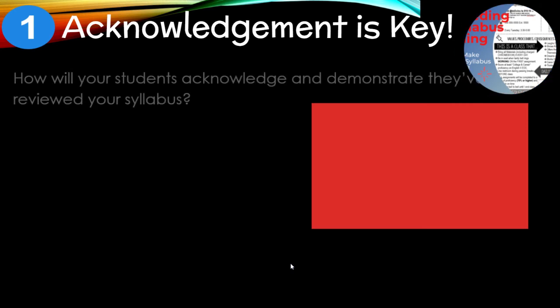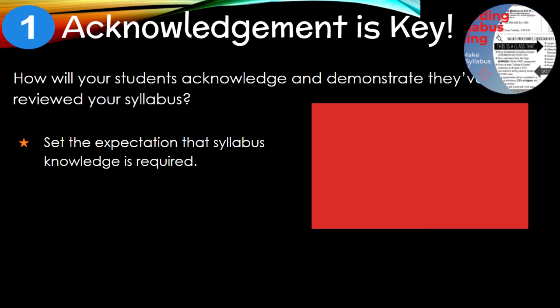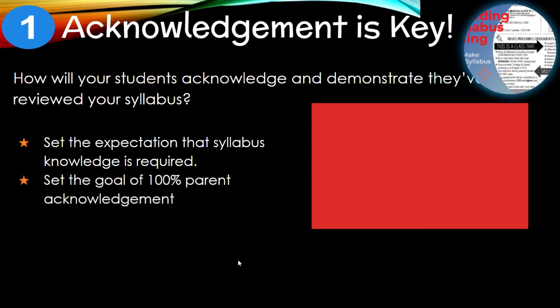And last but not least, acknowledgement is key. You've created this beautiful syllabus. You have these expectations, guidelines, procedures on grades, everything about how your classroom will run. Now you need to make sure that your students and your parents read it. Set the expectations that syllabus knowledge is required. And then also set the goal of 100% parent acknowledgement. Even if it takes you a couple of weeks, make sure every single parent reads and reviews that syllabus.